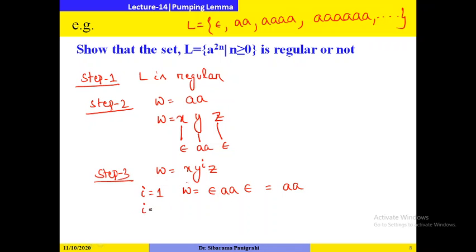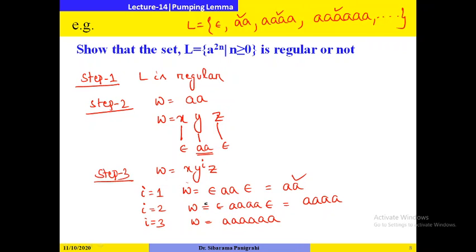Now i equal to 2. What will I get? w equals epsilon, y to the power 2, where y equal to a. So a to the power 2 gives aa epsilon. Then i equal to 3, what will I get? aaa. So you see, each string I am generating is present in the language L. It means all the strings generated by pumping y to the power i will be in the language L. It means L is regular.